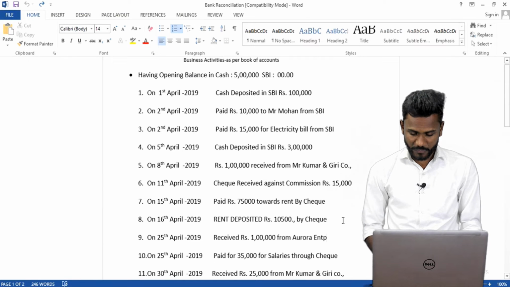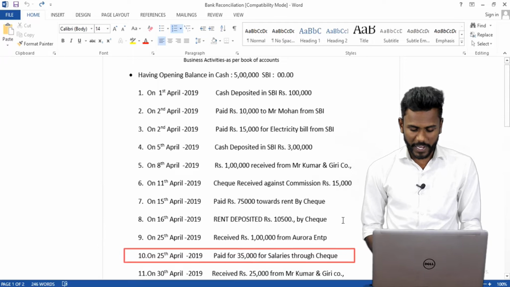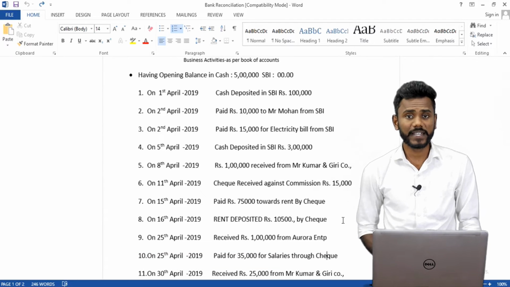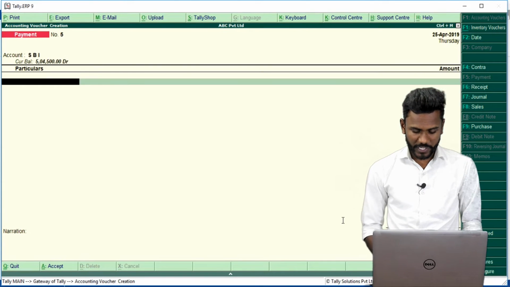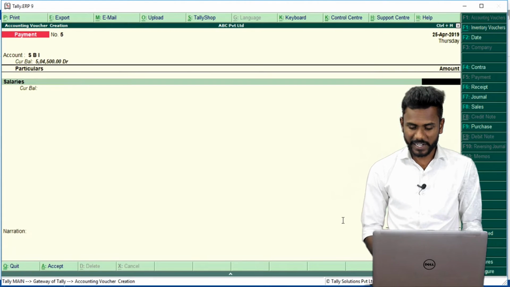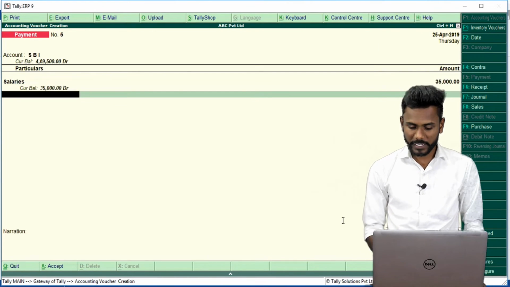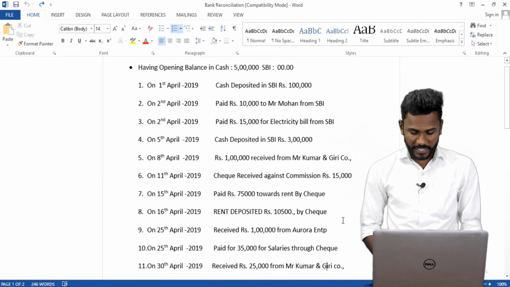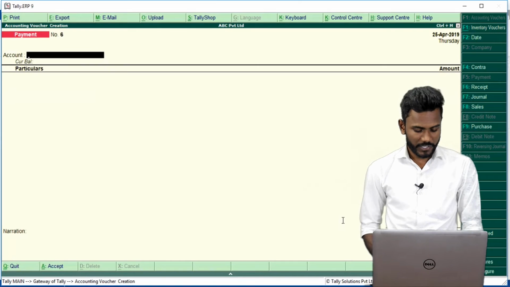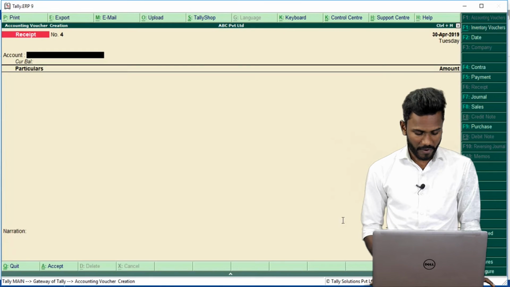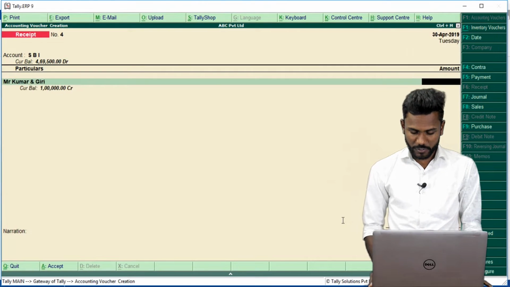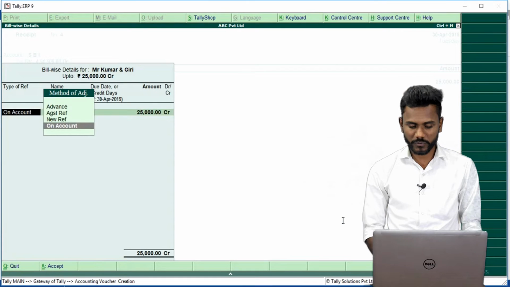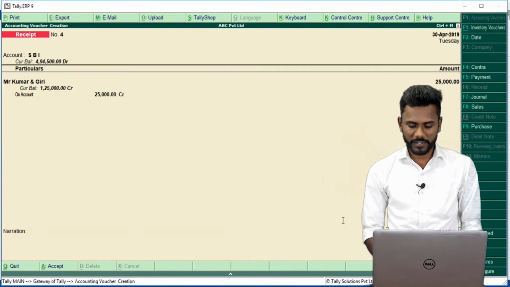And next we have the transaction on 25th of April, paid rupees 35,000 for salaries through check. So just go back to the payment voucher, through bank. We just paid towards salaries, which comes under indirect expenses, paid rupees 35,000. Control plus S to save. And next activity is that on 30th of April received rupees 25,000 from Kumar and Giri. So just go back to the receipt voucher. On 30th of April we received 25,000 rupees from the party. Yes, so I'm just saving it, right?